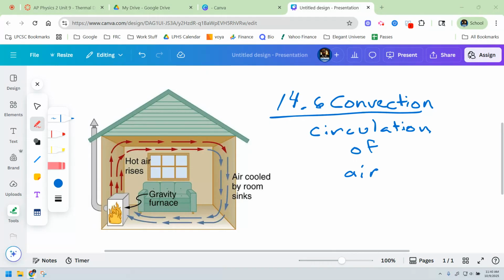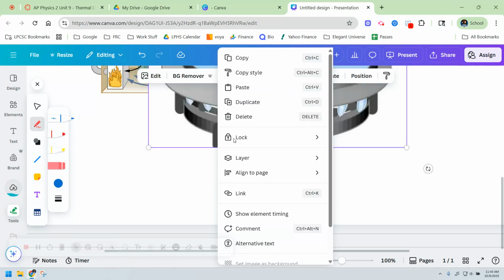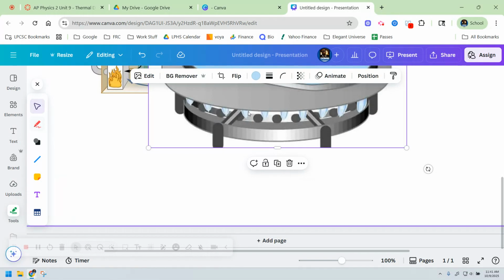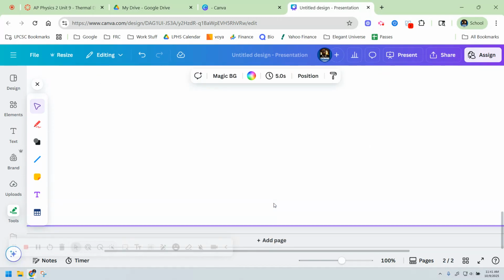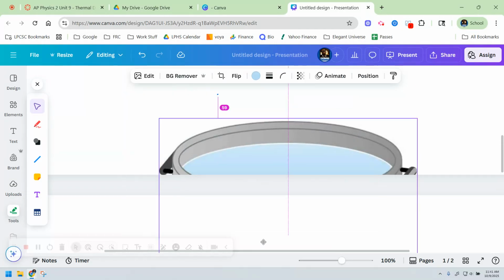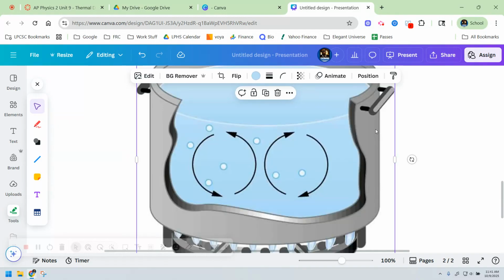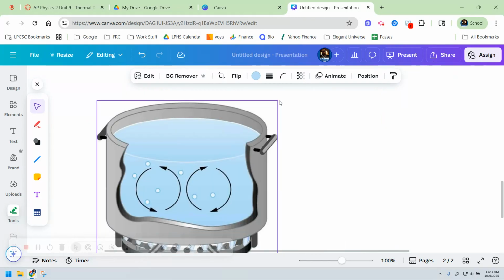Very similar to what we discussed before. And so I'm going to add another thing here. I've got this big old pot here, and let me slide this down. So normally when a pot of water boils, what happens is inside the pot of water, the actual water circulates, okay?